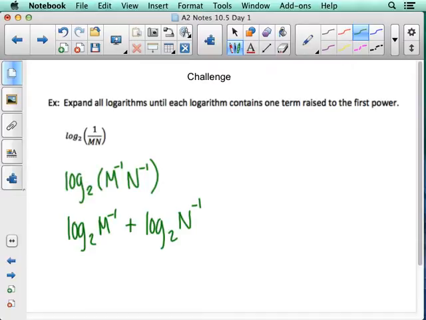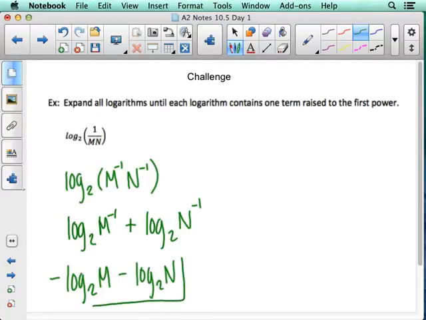Use addition when you have multiplication. And bring my coefficients out, so this makes this negative log base 2 of m. And then when I pull the negative 1 out front, this becomes a minus log base 2 of n. And that's your final answer in that challenge one.